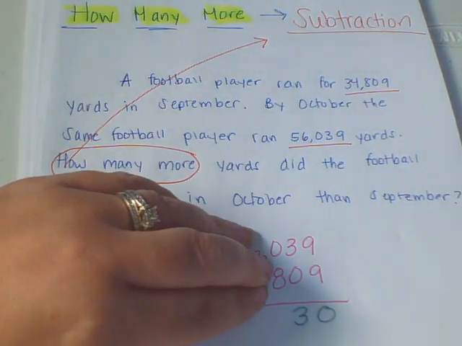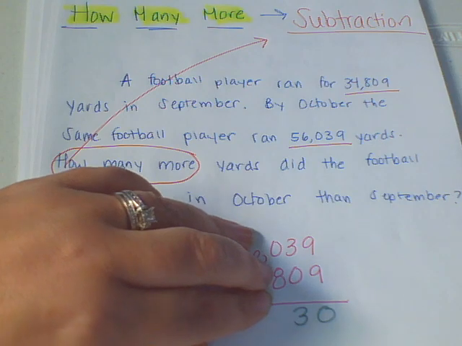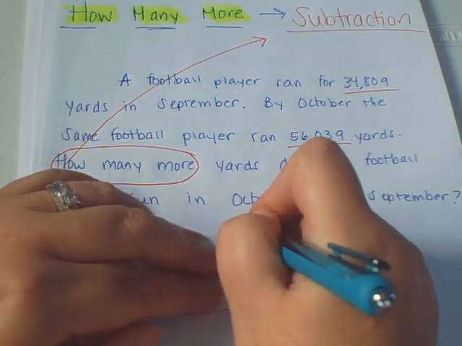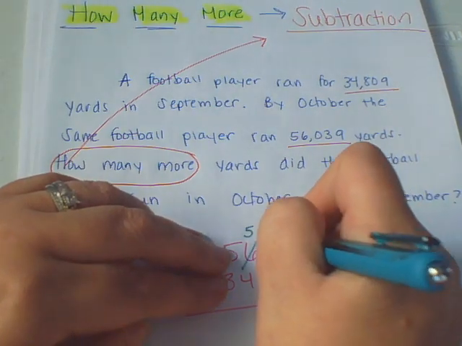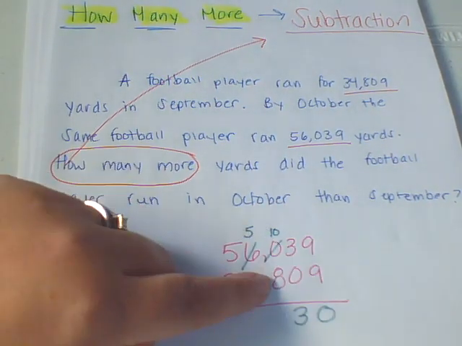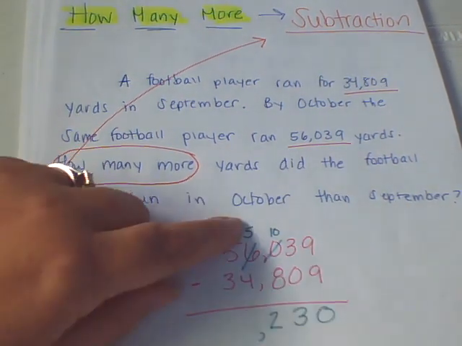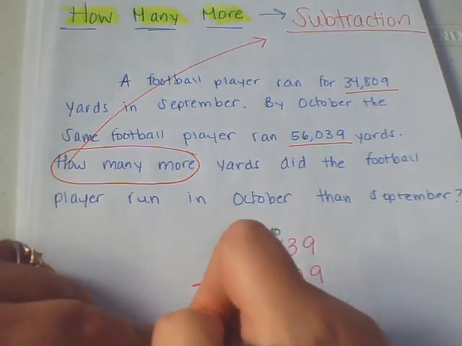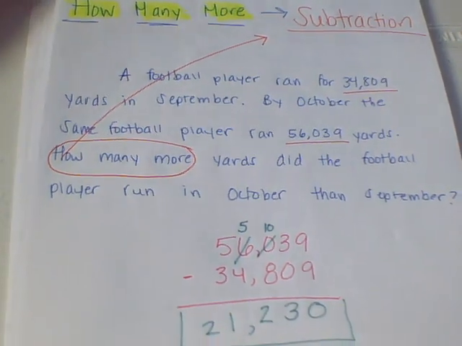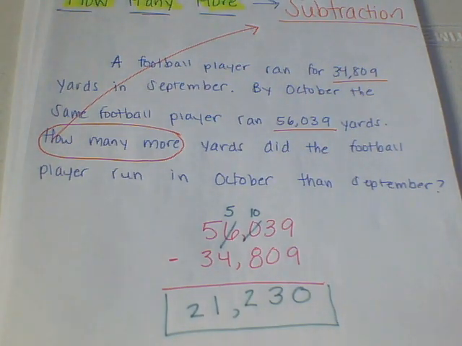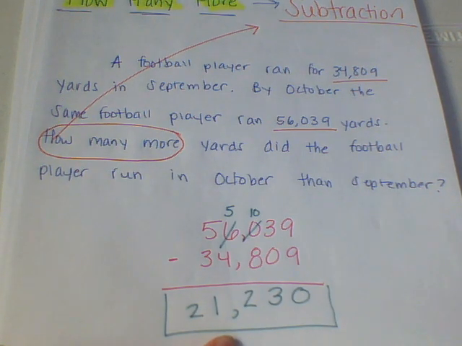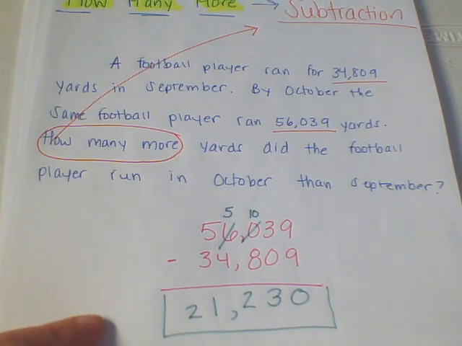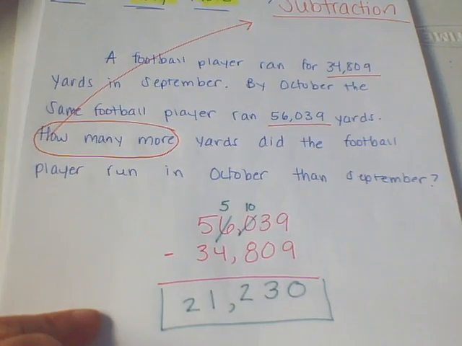If I have 0, can I take 8 from it? Nope, I cannot. So this becomes a 5, which makes this a 10. 10 minus 8 is 2. 5 minus 4 is 1. And 5 minus 3 is 2. So the difference here would be 21,230. So this football player ran 21,230 more yards in October than they did in September. Remember, how many more is always subtraction.